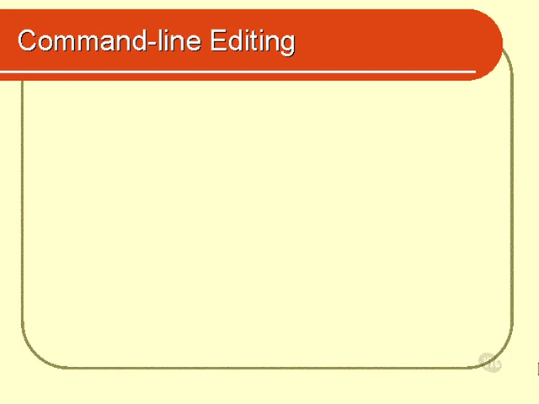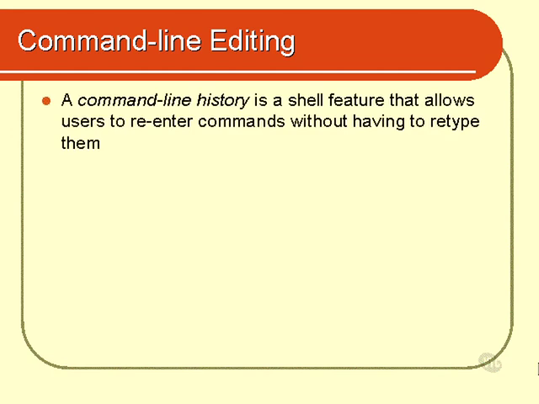This chapter is all about command line editing. So without further ado, let's find out what command line editing actually is. Well, there are usually two components to command line editing. The first is a command line history. A command line history is a shell feature.